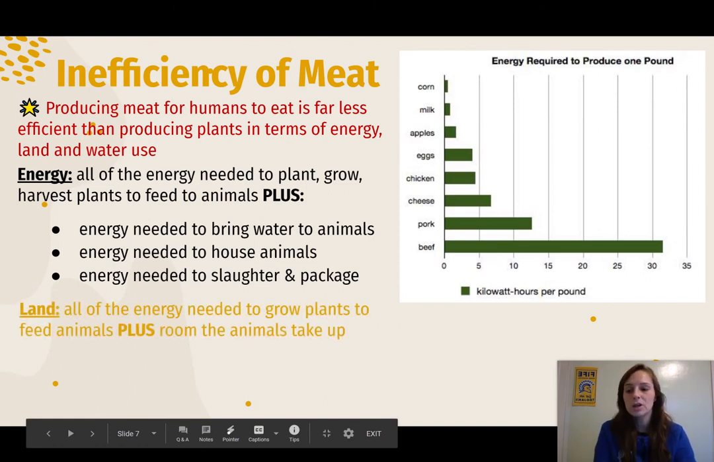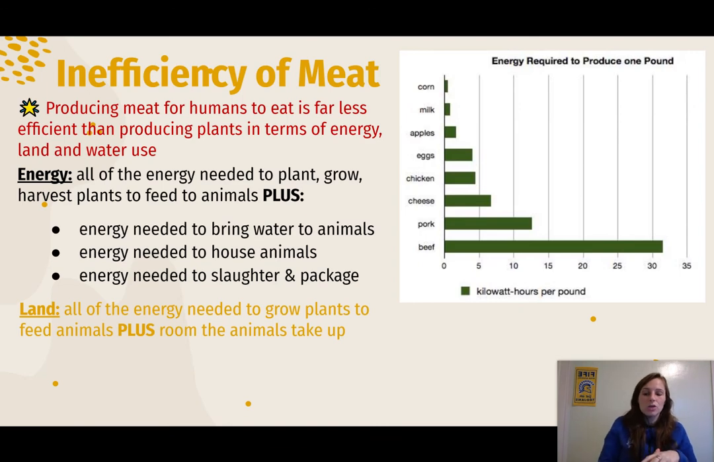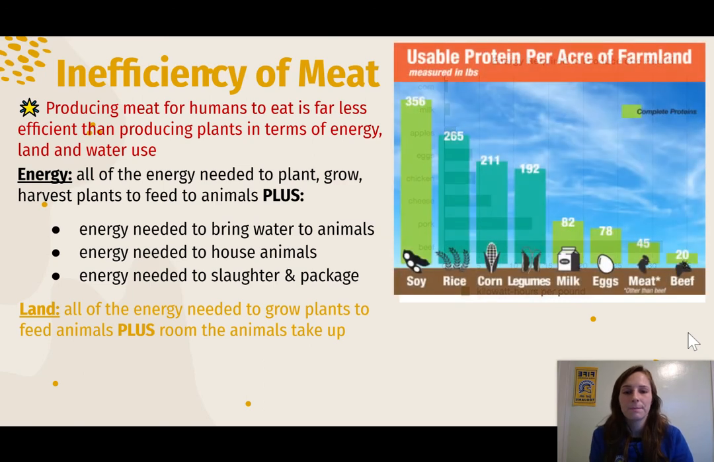Additionally, in addition to energy, we also have land. So you need to take up all of the land needed to grow plants to feed the animals, plus all of the room that the animals take up themselves. So it's like double usage of land. So if you're looking at the usable protein per acre of farmland, in an acre of farmland, we might only be able to get like 20 pounds of beef, but we can get 356 pounds of soy or 265 pounds of rice.